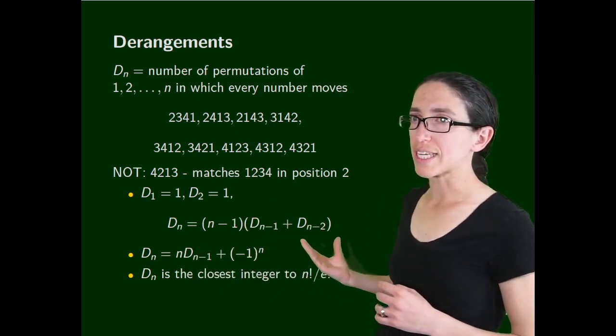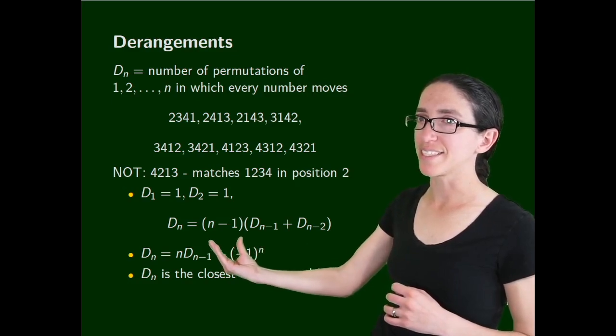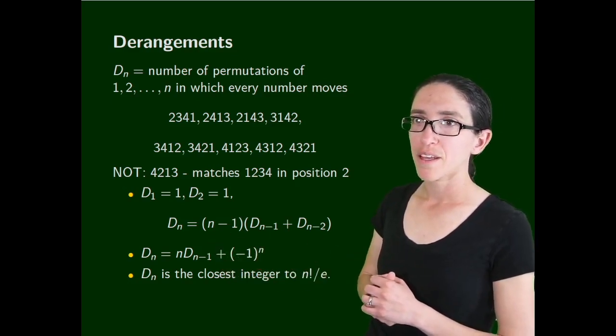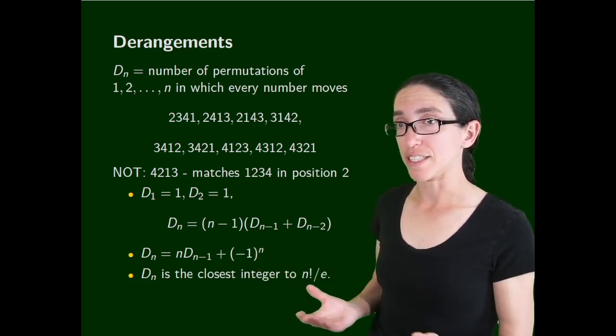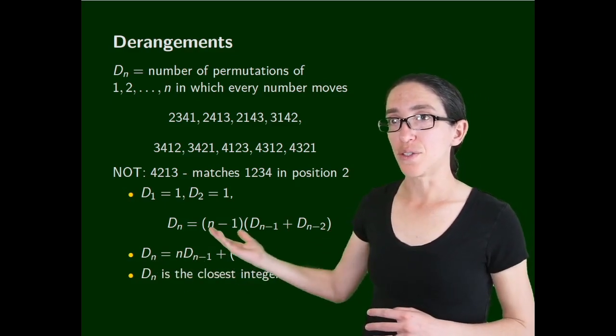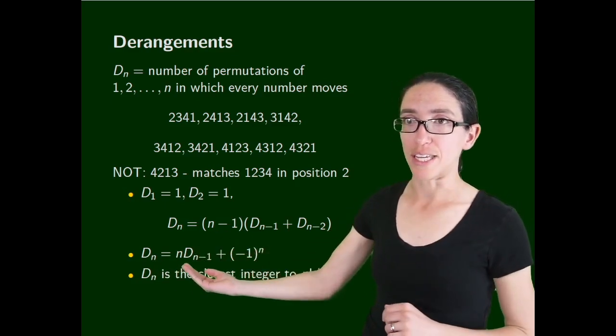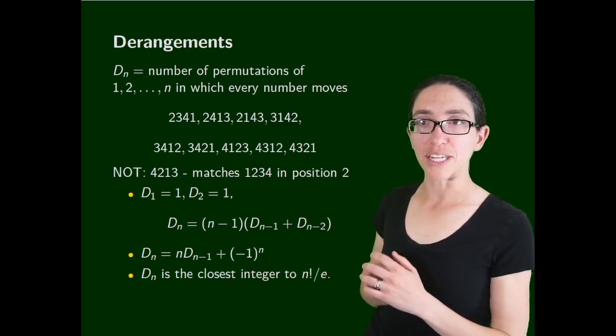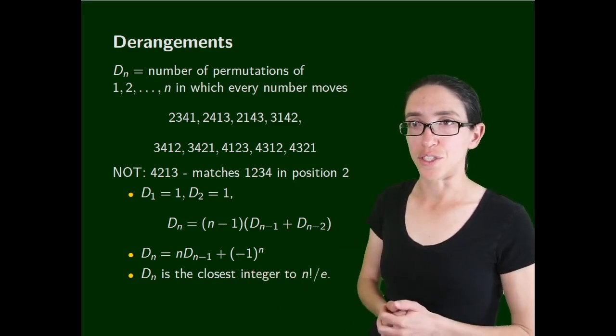So it almost looks like a depth 2 linear recurrence, except it has this factor of n minus 1 out front. So that depends on n, it's not a constant, so it's not linear. There's another recursion, you can actually show this is equivalent to d sub n equals n times d sub n minus 1 plus minus 1 to the n. So lots of different recursions for derangements.